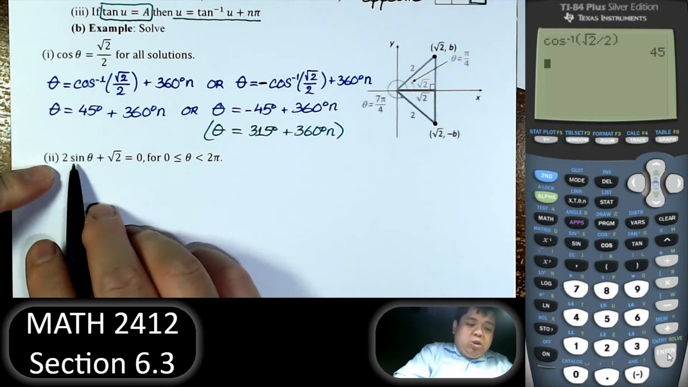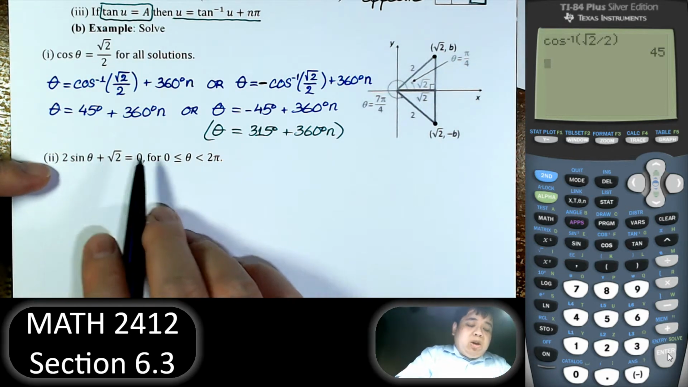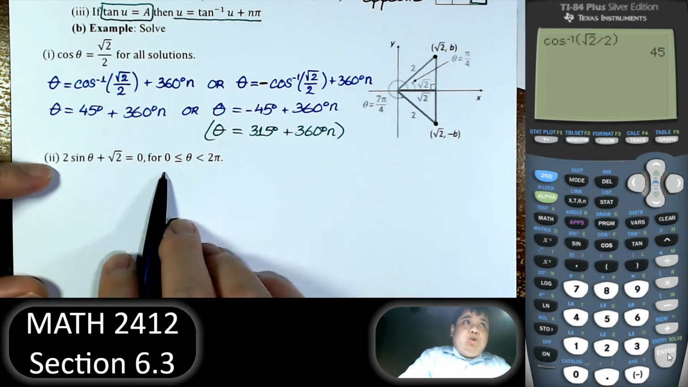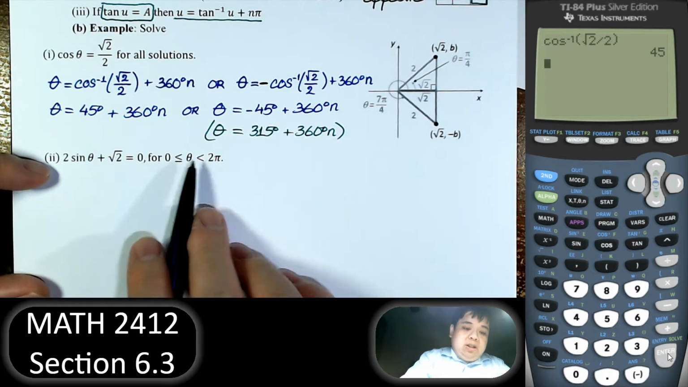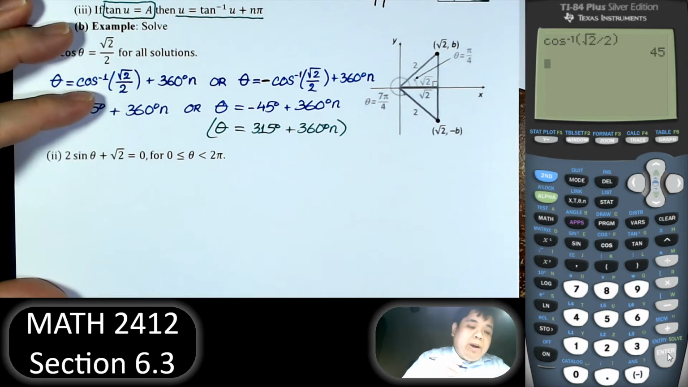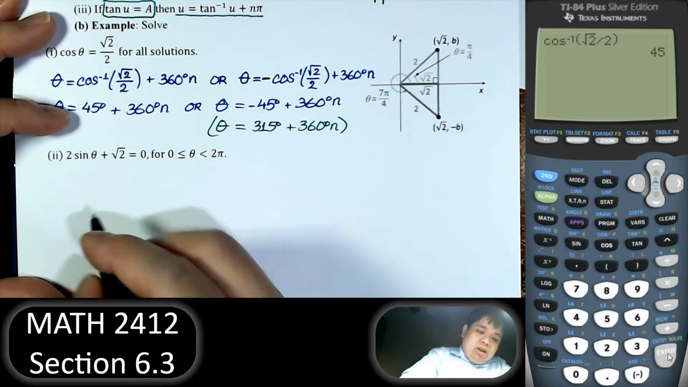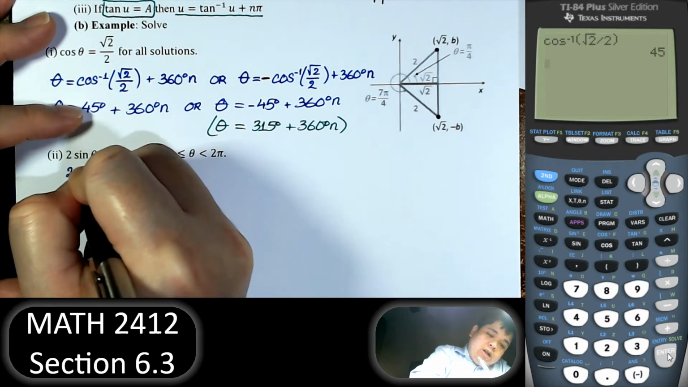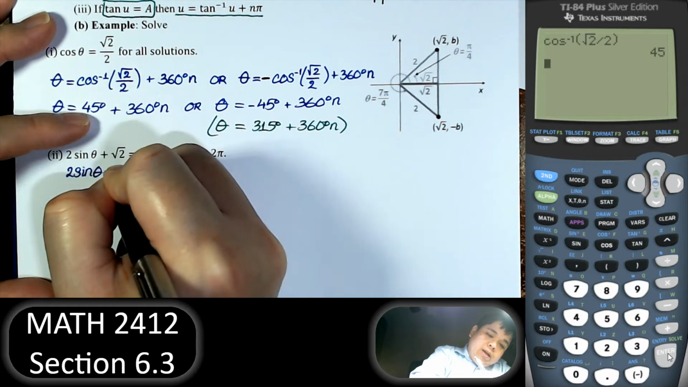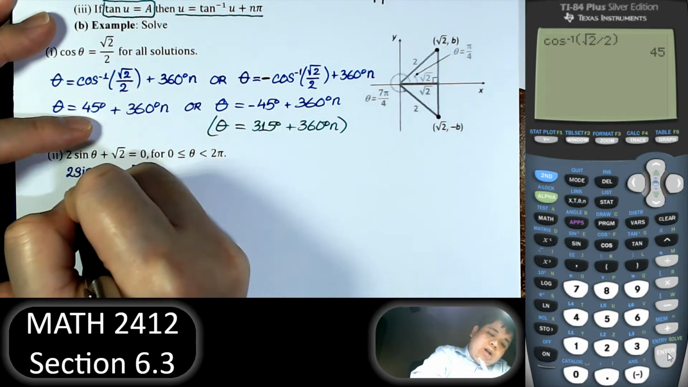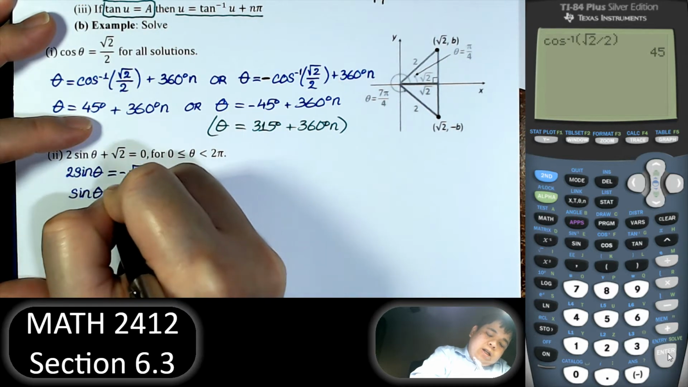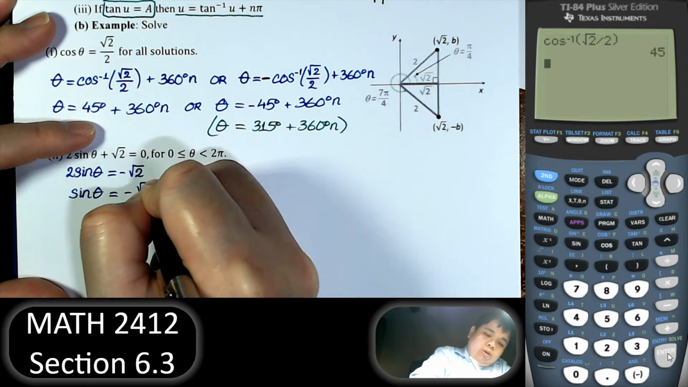Next we have 2 sine theta equal to negative square root of 2, but the solution now has to be between 0 and 2 pi. Not only that, we know it has to be in radians because the angle is between 0 and 2 pi. Before that, let's solve for sine of theta. So we have 2 sine of theta equal to negative square root of 2, or sine of theta equal to negative square root of 2 over 2.